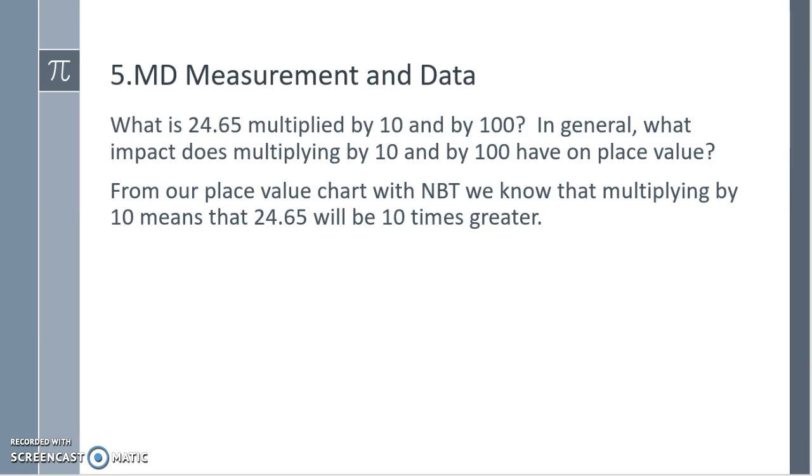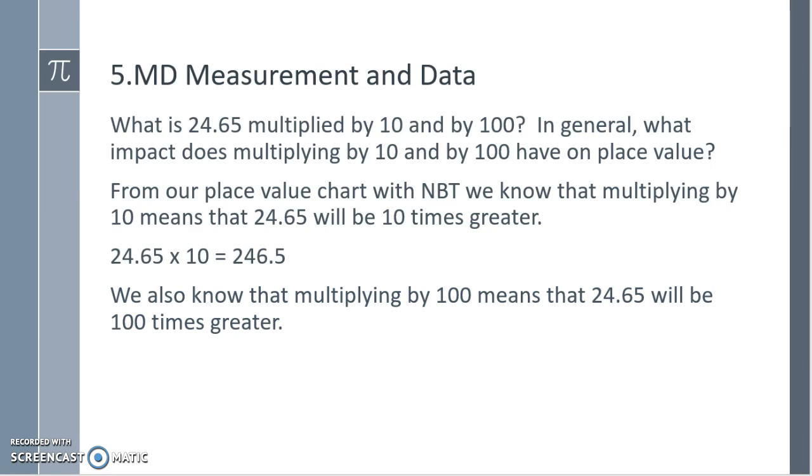From our place value chart, when we did numbers and operations in base 10, we know that multiplying by 10 means that 24.65 will be 10 times greater. So 24.65 becomes 246 and 5/10. We also know that multiplying by 100 means that 24 and 65/100 will be 100 times greater. So 24 and 65/100 times 100 is 2,465.